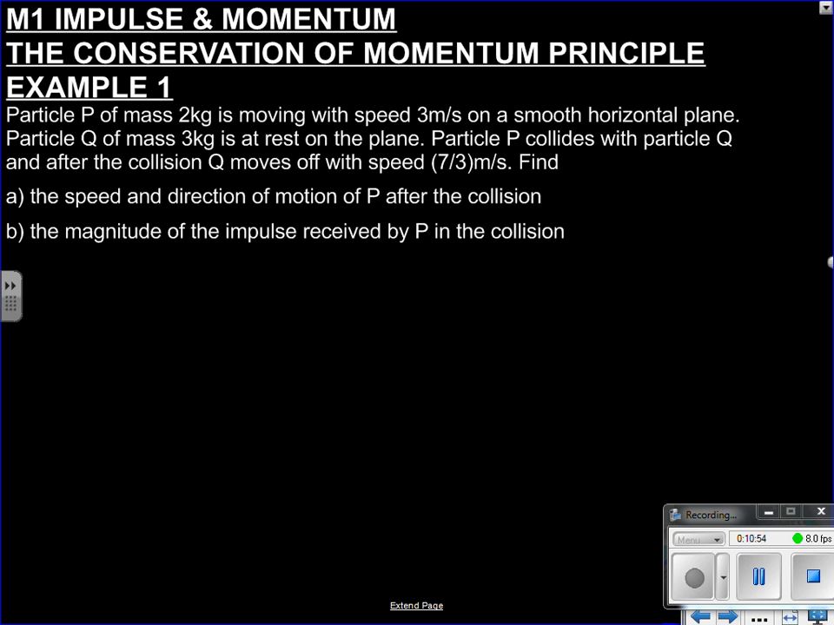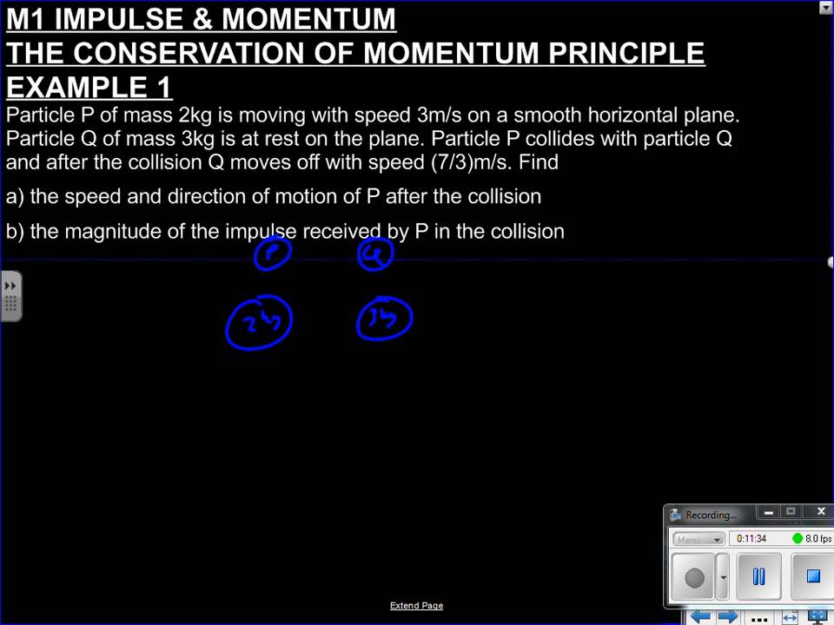Particle P of mass 2 kilograms is moving with speed 3 meters per second on a smooth horizontal plane. So it has to be smooth, because otherwise the thing wouldn't work. Remember that it has to be in a closed space, no air resistance, no friction at the moment. Particle Q is at rest. So let's start building this up. We've got our two particles. I'm going to write P on top, Q on top. Remember, I'm really specific about how you lay this stuff out.